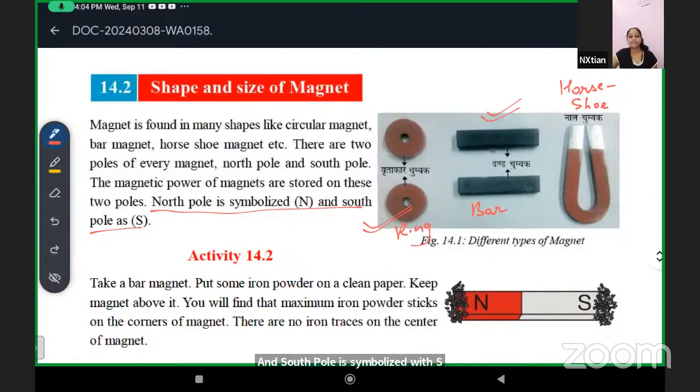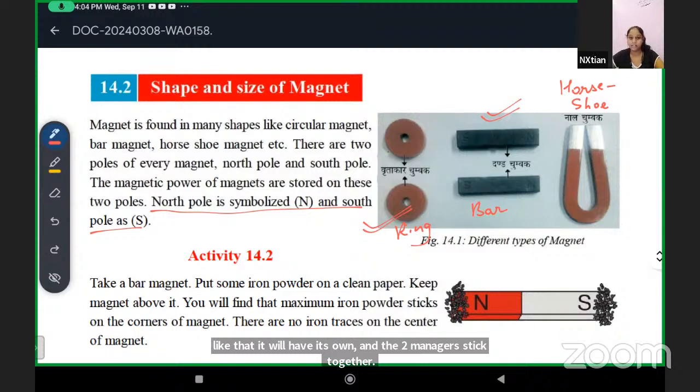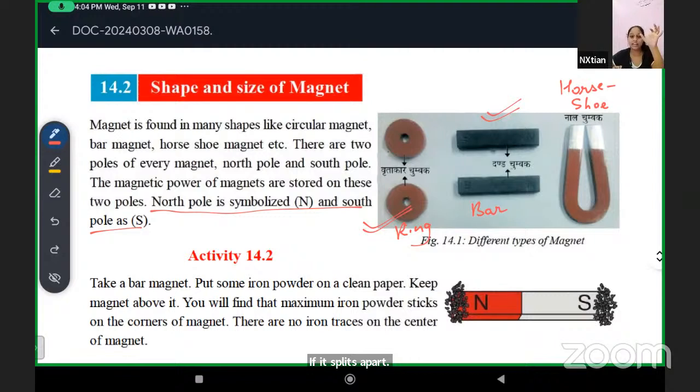Yes, Abraham. Ma'am, when there's a North Pole and a South Pole, if you drop a magnet, they split apart. So then the North Pole interchanges and the South Pole interchanges, right? It will have its own North and South Pole, and the two magnets won't stick together. Yes, if it splits apart, each split piece will have its own North Pole and South Pole.